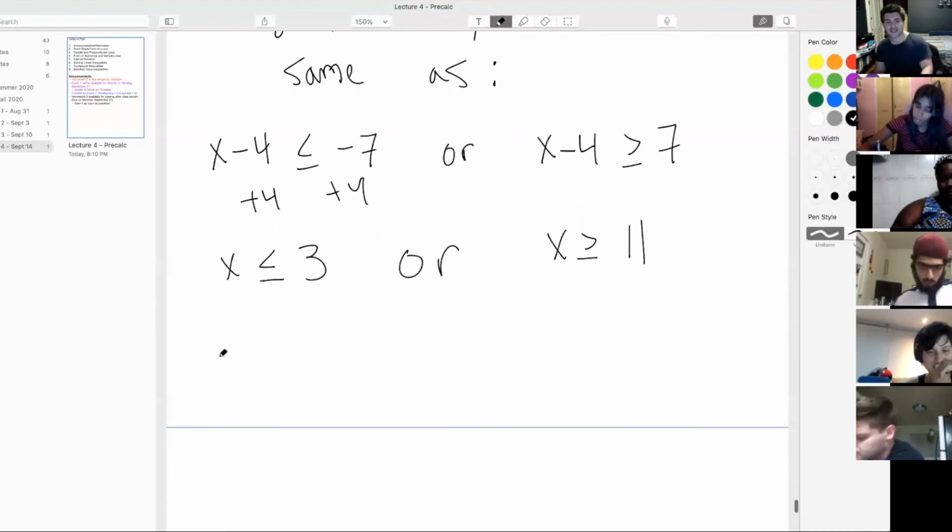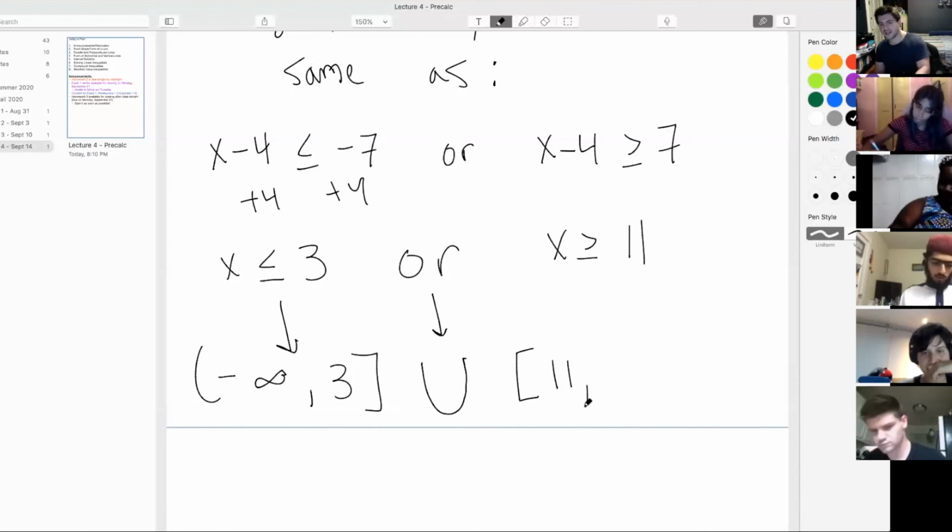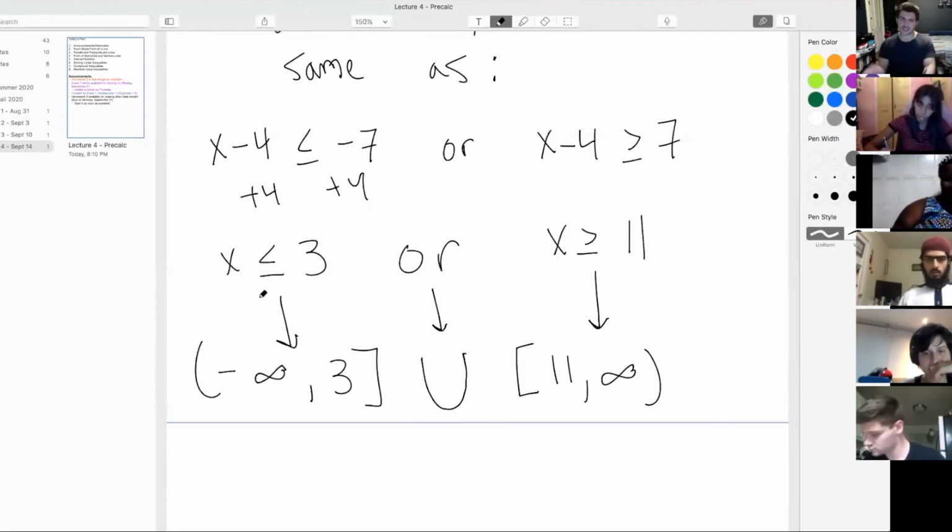So x less than or equal to 3 can be notated as negative infinity to 3 with a closed bracket. That's that guy. The or I will write directly as a union symbol. And the final piece can be written as 11 comma infinity. That's that guy. I hope everyone sees the translation from here to here. I'm just translating everything into interval notation.